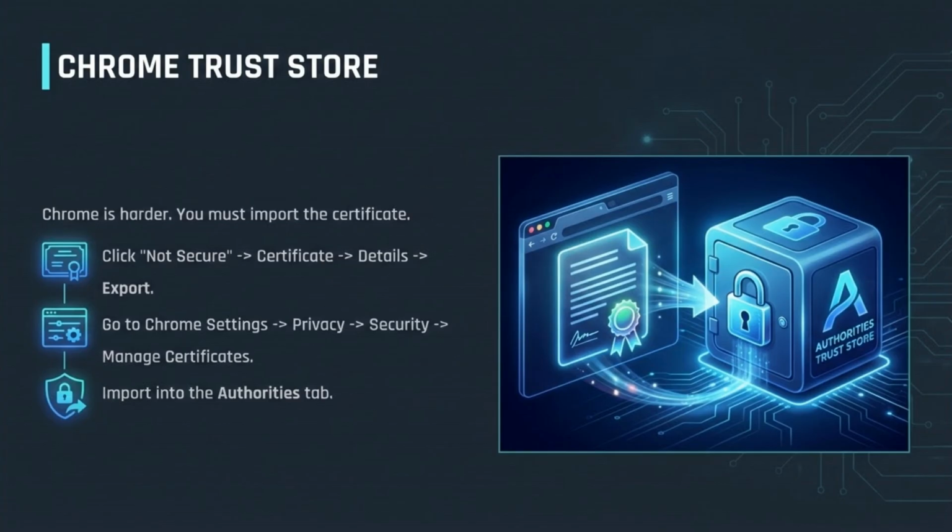Chrome is fickle. Sometimes it's hard to bypass the warning. The best way is to import the certificate into Chrome's trust store. Click the Not Secure warning in the address bar. Click Certificate is invalid, then Details to export. Save the file to your desktop. Go to Chrome Settings, then Privacy and Security, then manage certificates. Click the Authorities tab. This is important. Don't put it in Personal, put it in Authorities. Import the file you saved and check the box that says, Trust this certificate for identifying websites. Once you do that, Chrome will give you that nice secure lock icon, even with a self-signed cert.